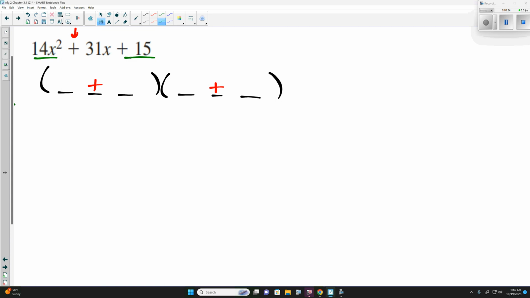First and third terms. So the first term is 14x squared. The third term is 15. But with 14x squared, well, the only way we can get x squared is x and x. Since it is a part of the first term, in the first spot in either one of these here, we would have x and. If there was a variable in the third term, we would put it in the third spot. Since that's always going to be there, we'll go on and include it. That way we're not looking at it in all the factors of 14 and 15.